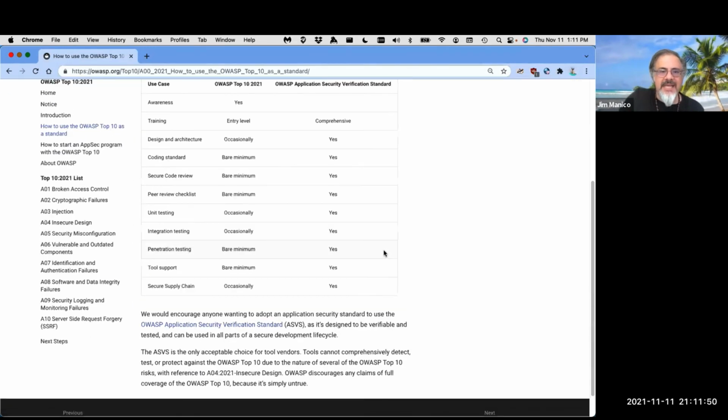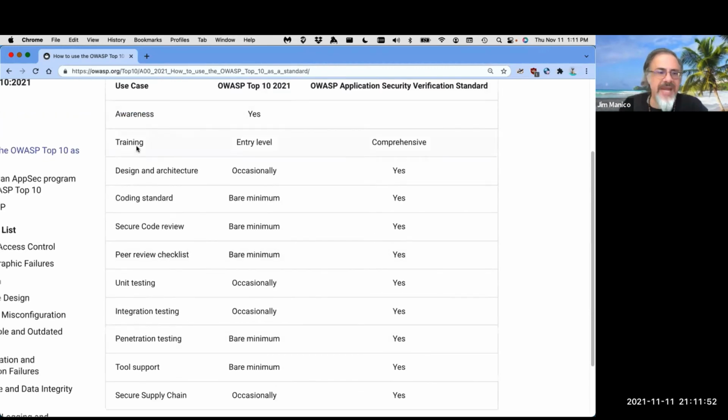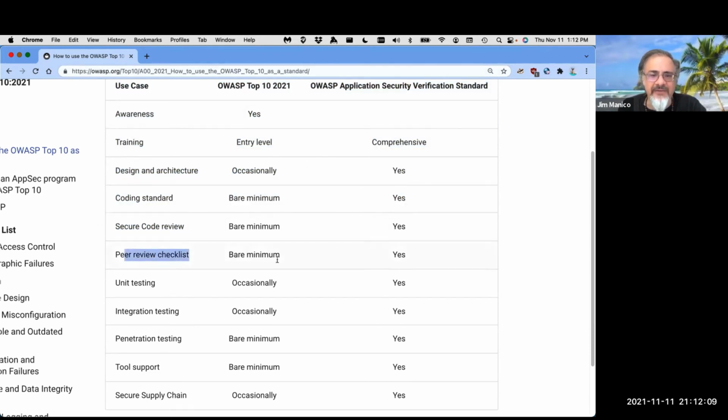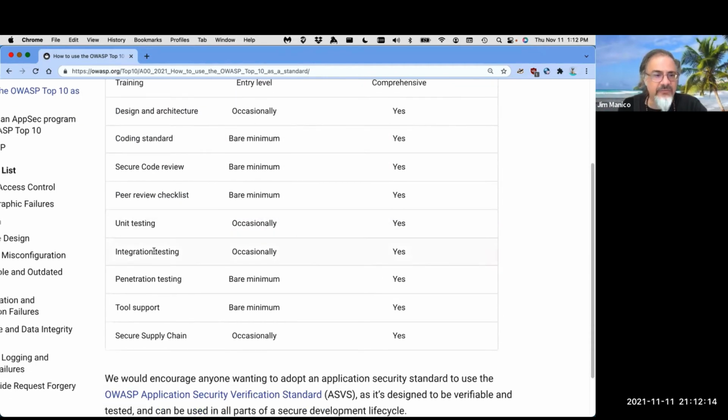The idea is, if you want to do training, OWASP top 10 is entry level only, and the ASVS is comprehensive. If you want to do design and architecture, OWASP top 10 occasionally is going to help you, but you want the ASVS to help you. If you want a coding standard, secure code review, or peer review checklist, OWASP top 10 is a bare minimum. Don't use it. You want to use ASVS. Do you get the idea? For any real use, design, secure code, unit testing, integration testing, penetration testing, tool support, securing the supply chain, it's all about ASVS as a comprehensive standard.